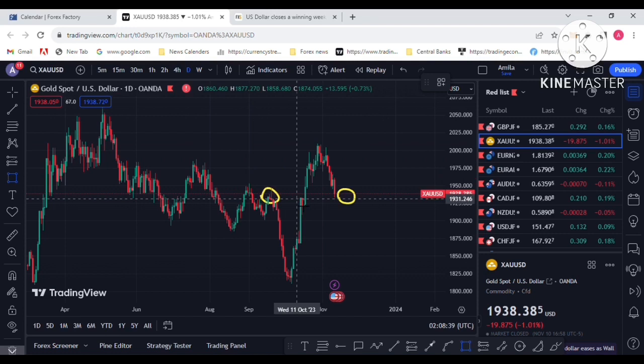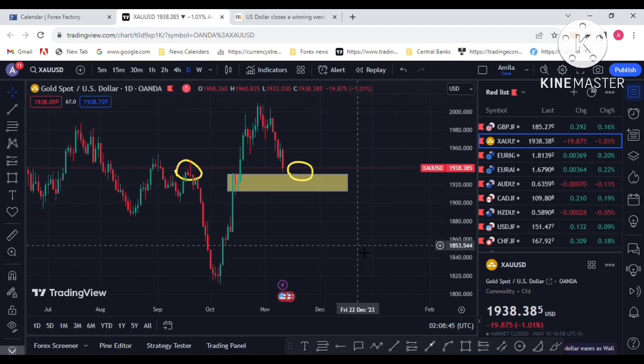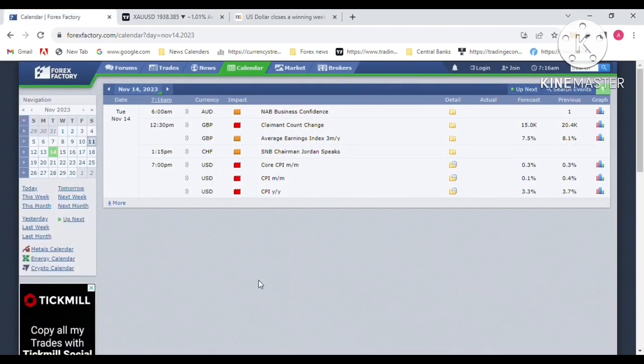So that is the strong resistance. That resistance will be support here next week, and it is also in the 0.618 golden zone. So I am expecting some retracement to the upside from this level, the 1915 to 1920 zone, as your buy zone.